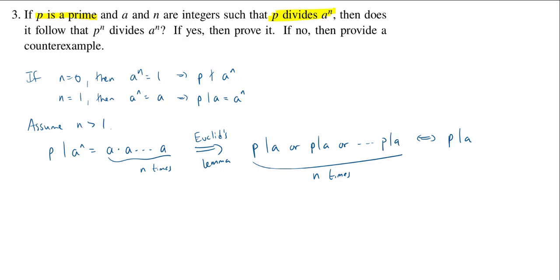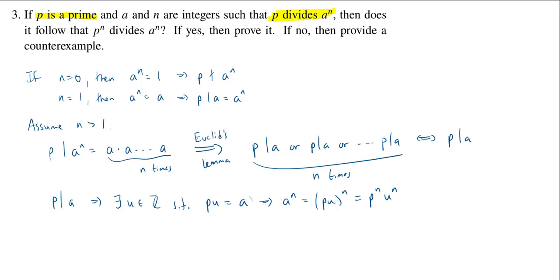Well, if p divides a, what does that mean? That means that there exists some integer u such that pu is equal to a. Now, that doesn't stink. So I want to know whether or not p to the n divides a to the n. So let me take the nth power of a. The nth power of a is going to be the nth power of pu, and that's equal to p to the n times u to the n.